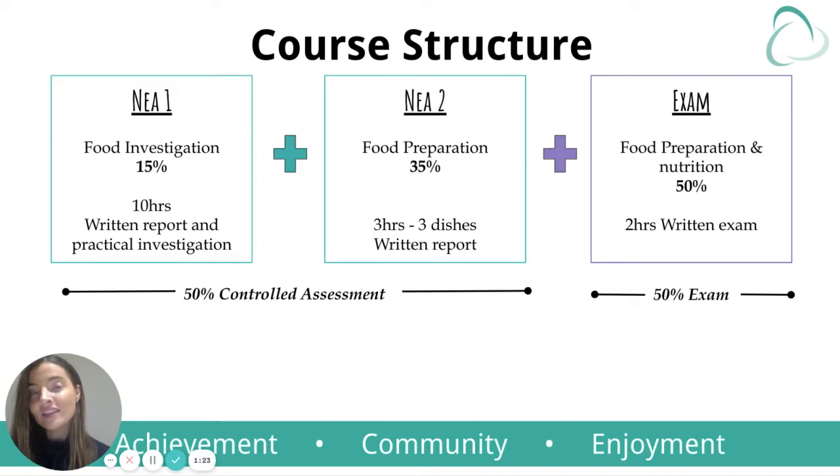NEA 1 is a food investigation whereby pupils will have to investigate into the function of a certain ingredient. This will also be accompanied by a written report, and pupils will have 10 hours to complete this at the beginning of year 11. They then go on to complete their NEA 2.